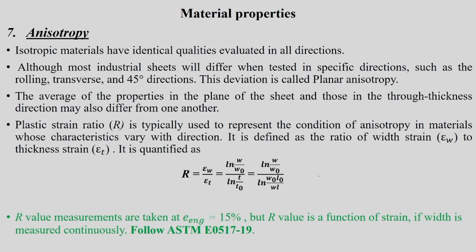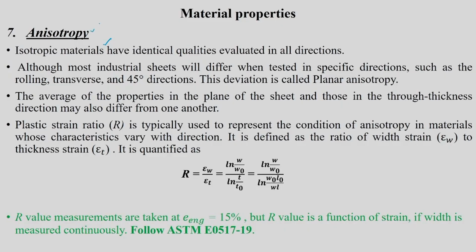So, other than that, there is one more important property of the material called anisotropy. This anisotropy is a very important property predominantly for sheet materials. Isotropic materials have identical qualities evaluated in all directions. Suppose you take a sheet, and you know that sheets are actually rolled sheets, right. So, it undergoes prior deformation when it comes to actual applications. Because of this rolling, the properties can change with respect to rolling direction, and that is quantified by something we define as anisotropy of the material.